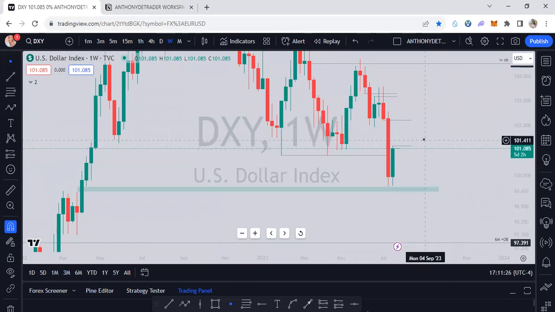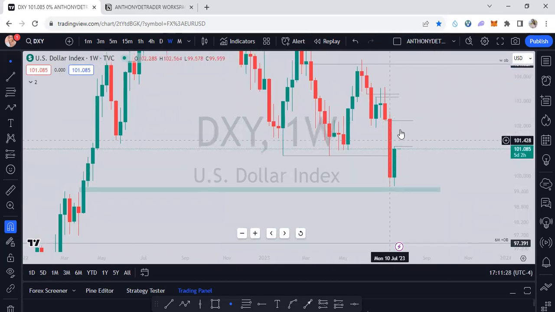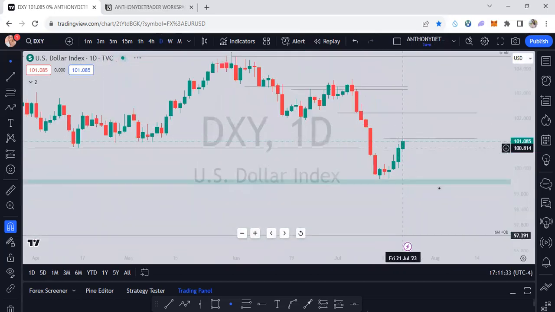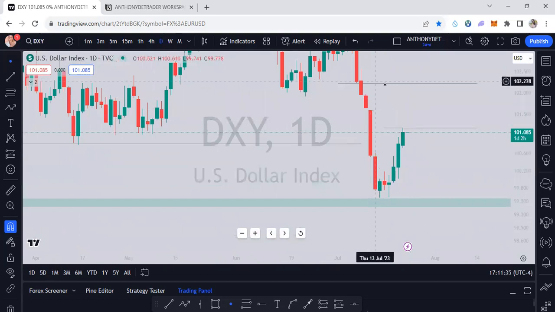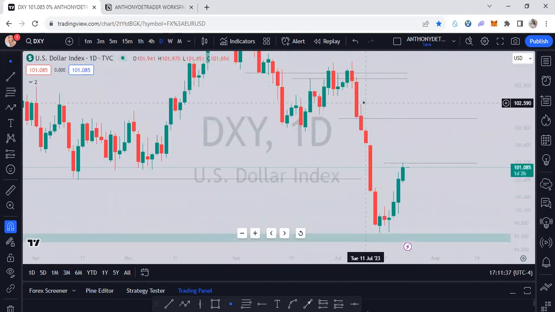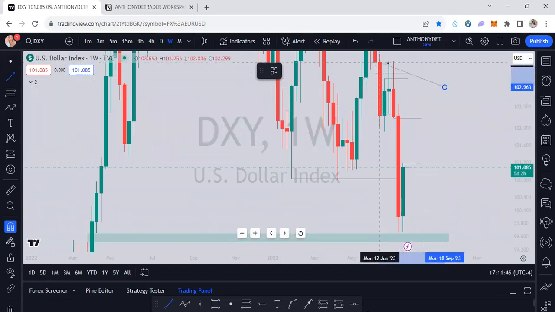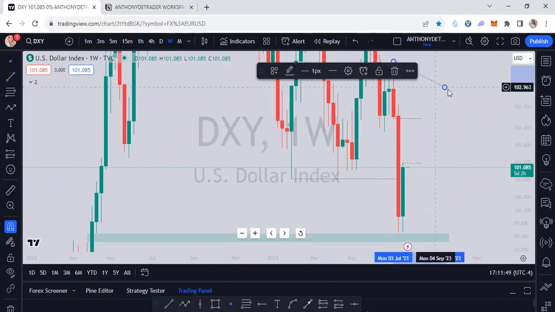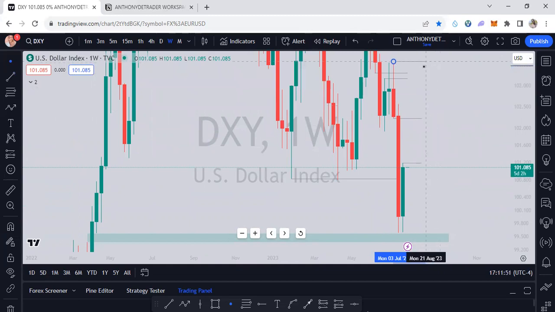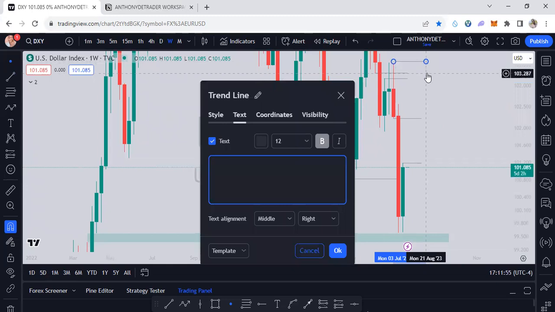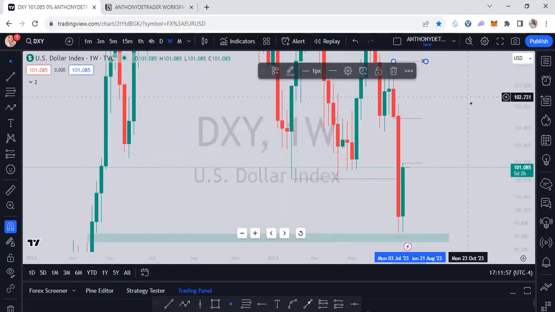But for this week, I'm expecting price to trade into this FVG. So let's go to the daily time frame. We could actually see possible FVGs here. There is also an FVG here. So this is our invalidation point on DXY. This is our invalidation point. Sorry, this is here. Okay. So this is our invalidation point on DXY.